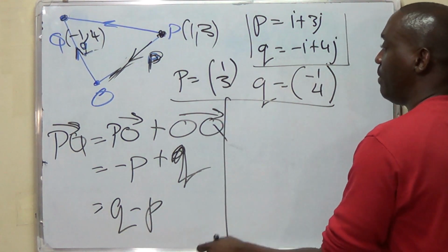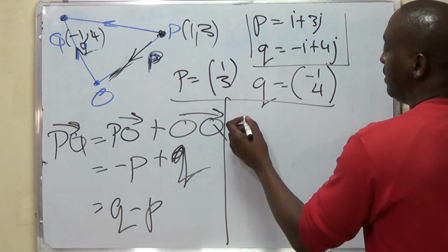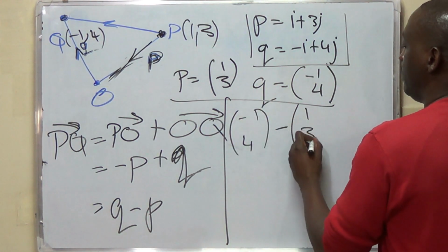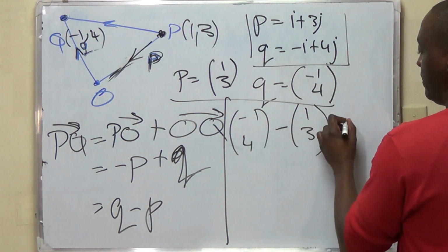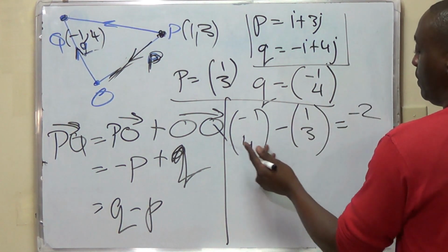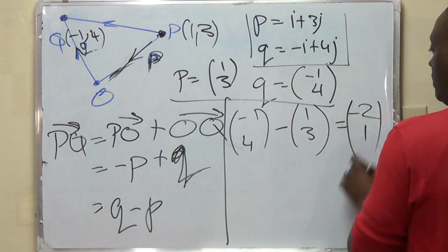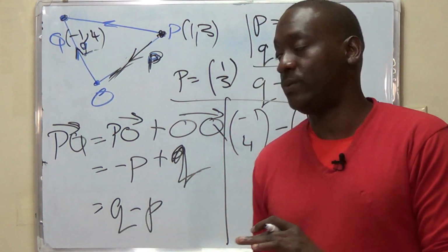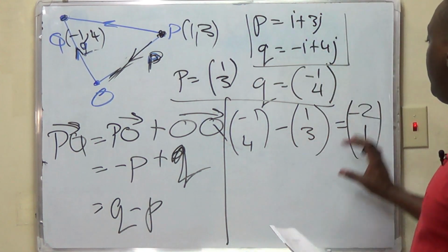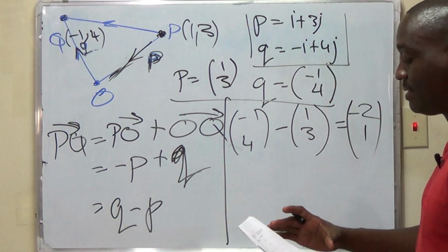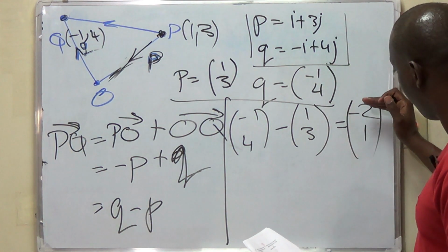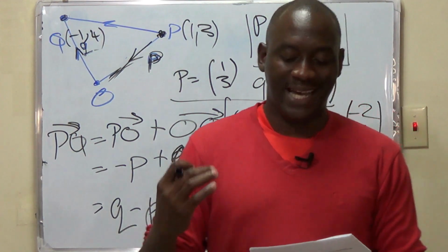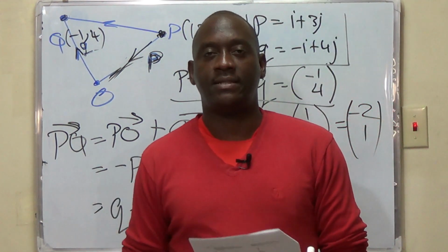And if we want to find q minus p, we have the notation here: (-1, 4) minus (1, 3). Minus 1 minus 1 is minus 2, and 4 minus 3 is 1. So the displacement vector PQ, in the format that they express the answers, would be given as (-2, 1). Alright, so in that case, the answer will be answer C.